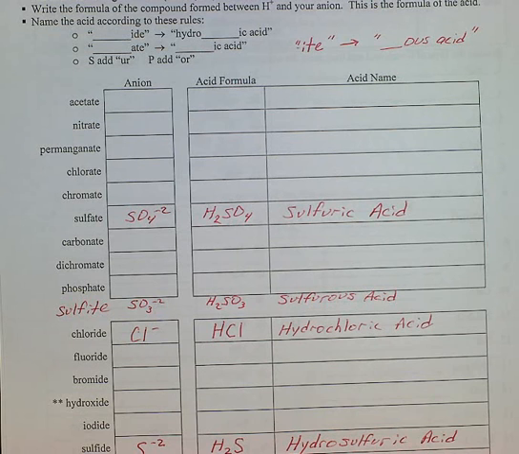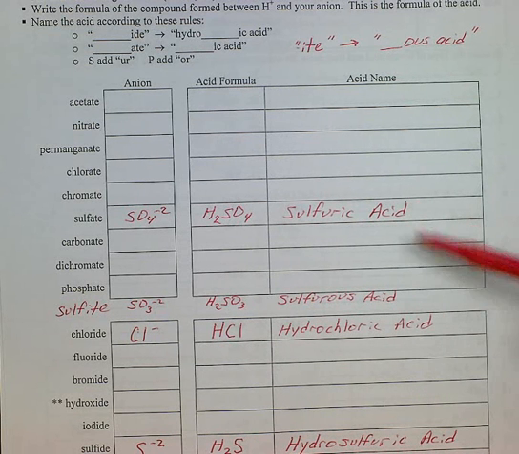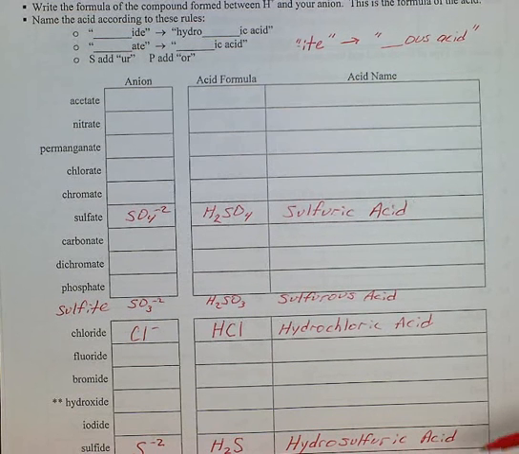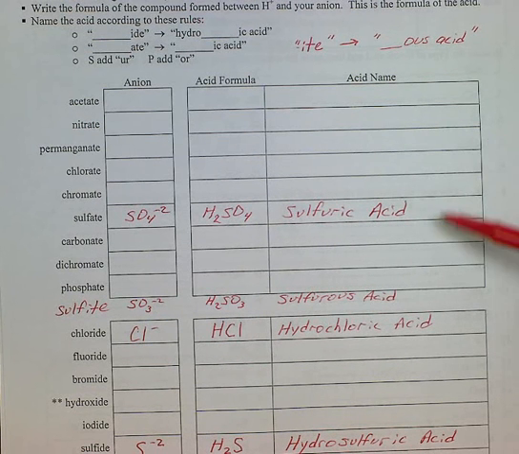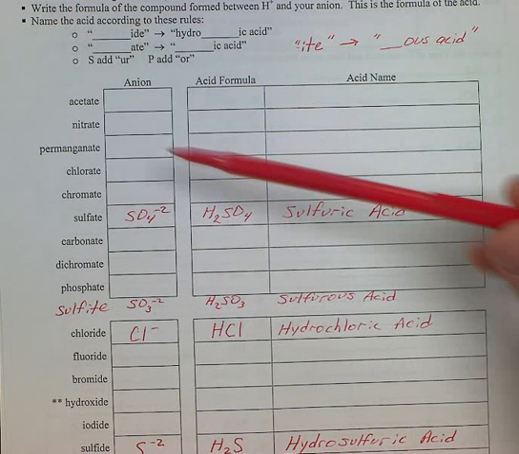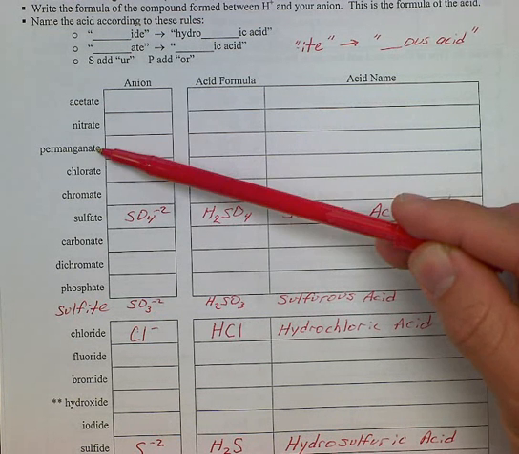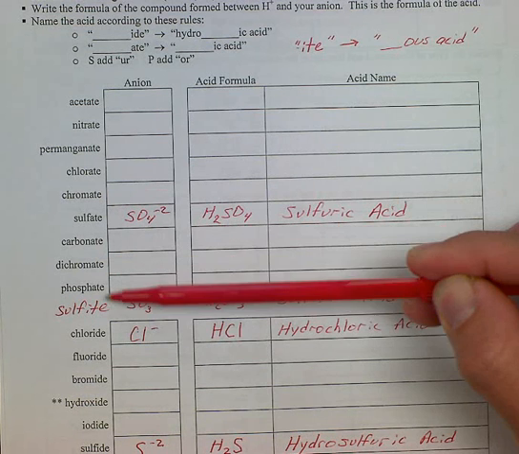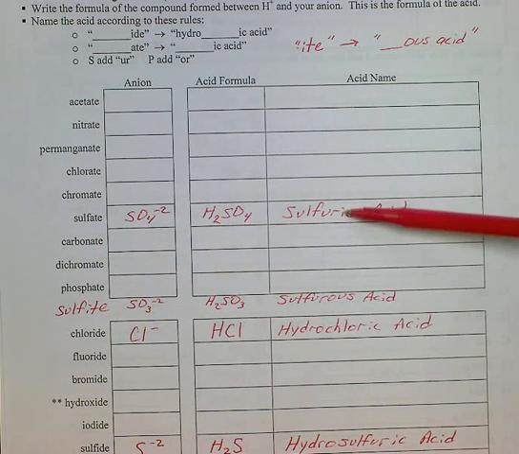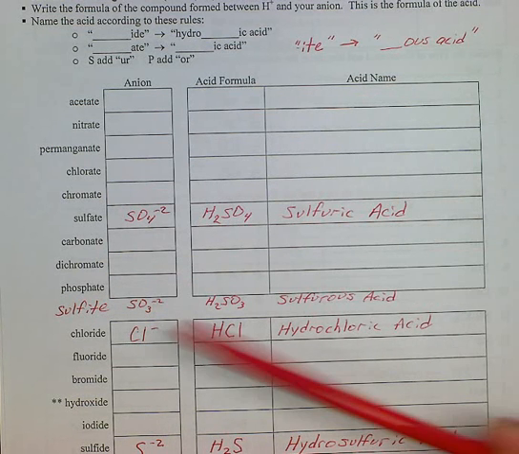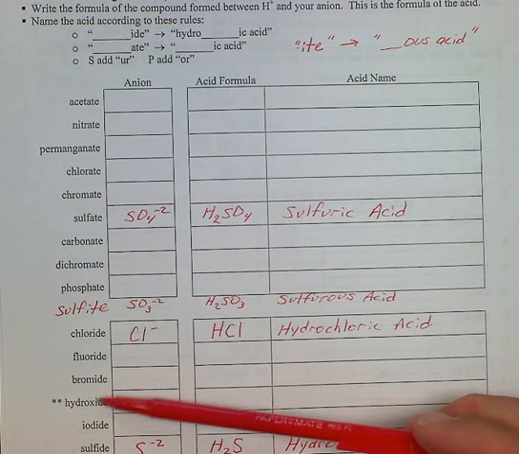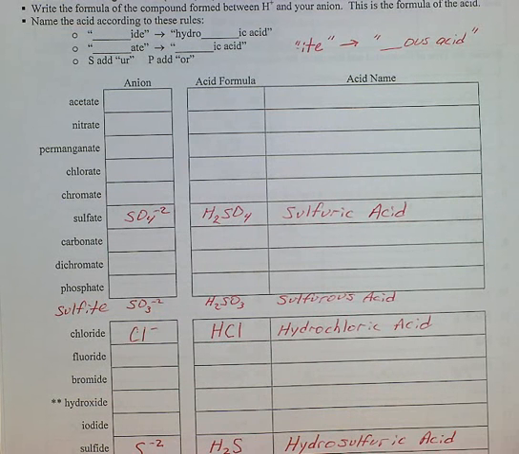So these are examples of the different ways you're going to learn to name acids. And so what you'll do now is go through the remainder of this worksheet and complete both tables here. Notice all the rest of these end in an ATE ending. So all of your acid names here should end in IC. All of these down here end in an IDE ending. So these should all end in the hydro with the IC.